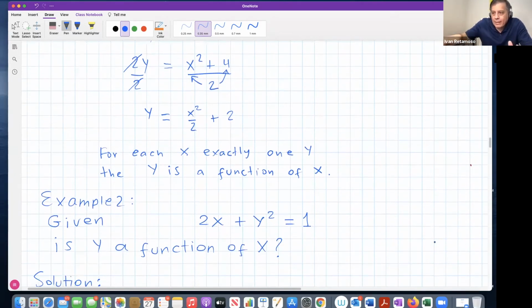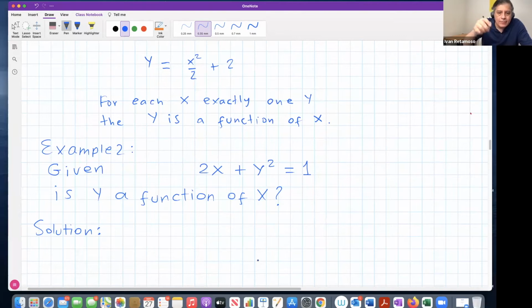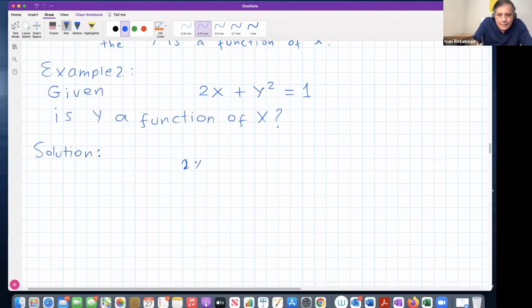Example 2, for the sake of variety. Suppose they say now, given this other function, 2x plus y squared equal 1. Is y a function of x? Let's follow the method that we proposed. Let's isolate our y. In order to isolate y this time, I have to subtract from both sides twice x. Twice x is adding, so I do the opposite: I subtract twice x. This will be 0, and y squared will be equal to 1 minus twice x, right?